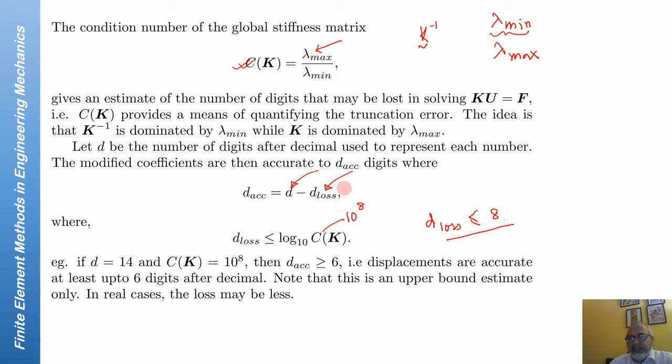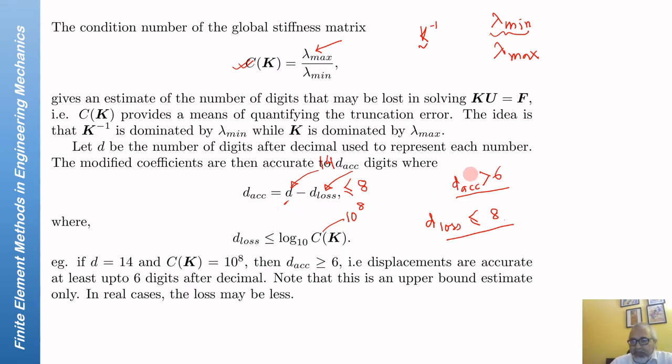Let's say my computer stores, like many modern computers do, up to 14 places of decimal, in which case the accuracy of the solution, that means the accuracy of the field variable degrees of freedom that I find from my finite element solution, will be greater than 6. So I can trust them up to 6 places of decimal. Above 6 places of decimal, they are not trustworthy, because they are influenced by the condition number. The inaccuracies in the condition number will affect them.